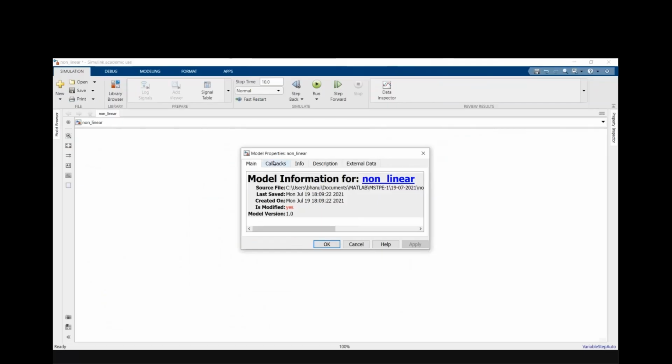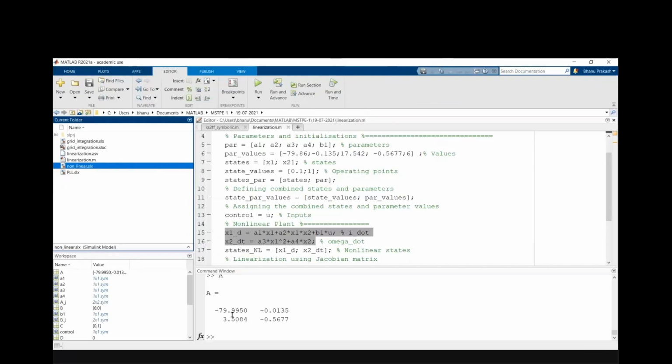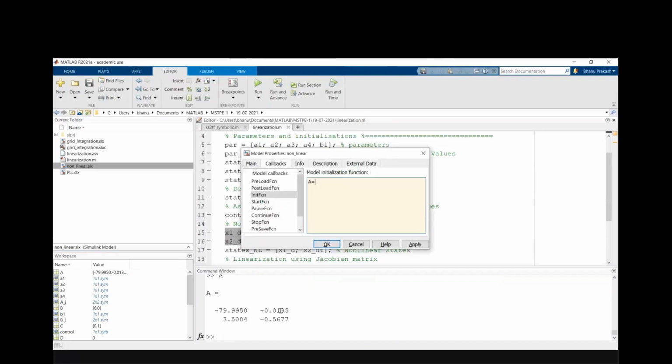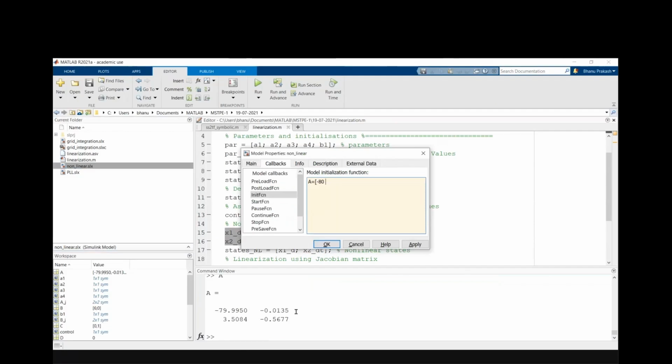Go to model properties, callbacks, initial function. Define what your A is. What is my A here? Minus 79.99, or you can write minus 80, space minus 0.0135, minus 0.0135. Next column it is 3.51, space minus 0.5677. Actually, I have changed the values.